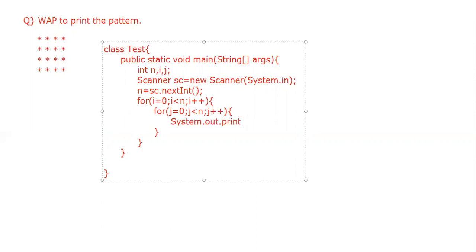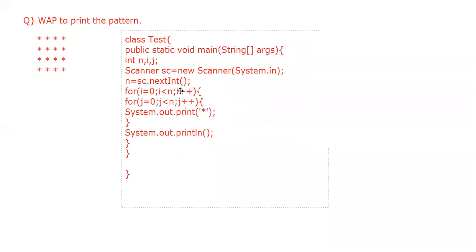Be very careful. I am not writing println. I am just writing print. The reason is that I don't want to change the line after every print. I want to change the line whenever a row gets over. So whenever this inner loop terminates, I will just change the line. And that's it. So this is the code for this program.